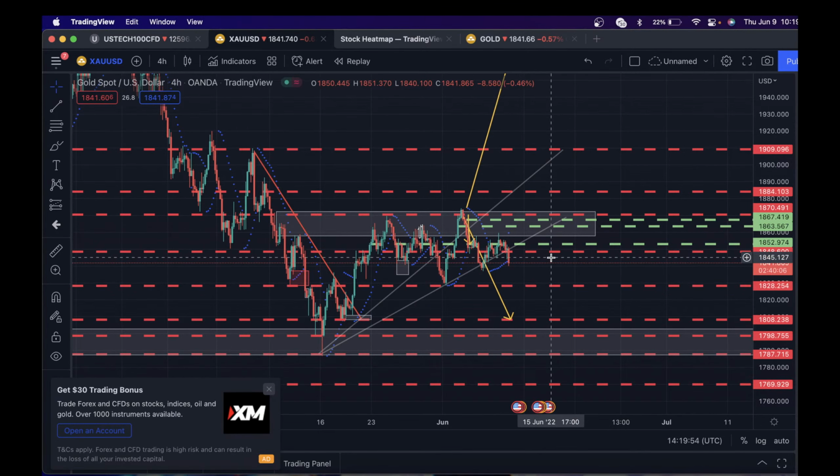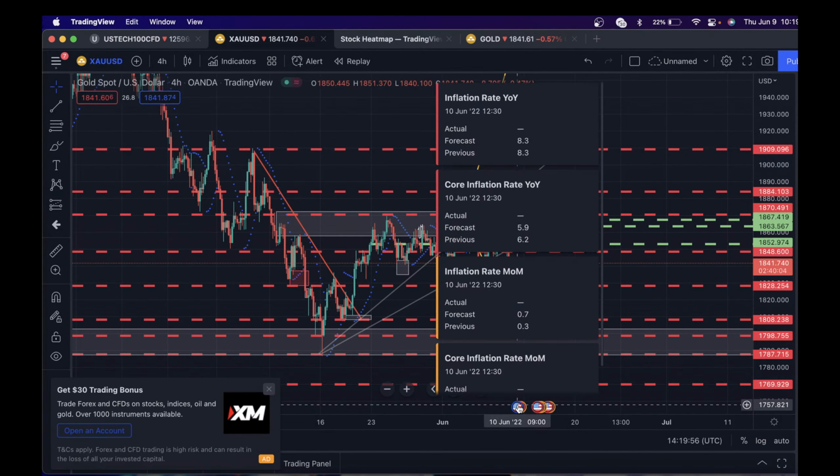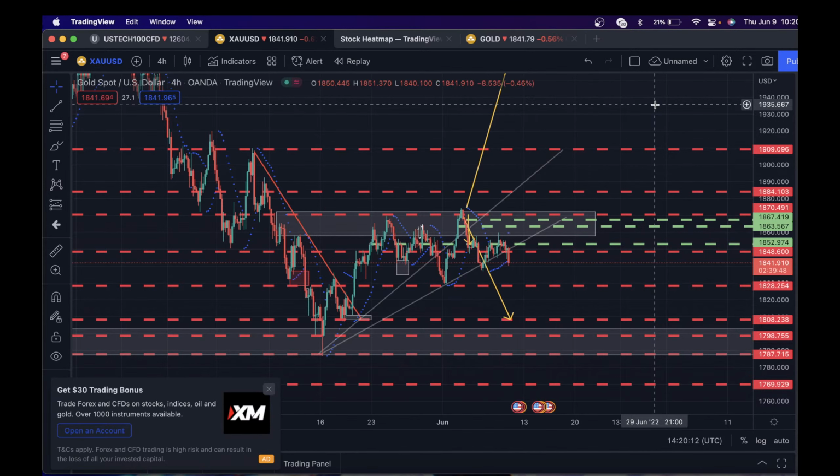For jobless claims, we have negative news. We do have the core inflation rate. I think the forecast will be 8.5, which is good for the dollar and bad for stocks and gold.